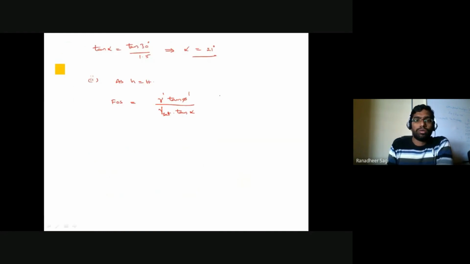The expression for factor of safety: we know the saturated unit weight of the soil. Gamma dash is called your submerged unit weight. So the submerged unit weight is your saturated unit weight minus the unit weight of water, into tan phi dash, divided by gamma sat into tan alpha.